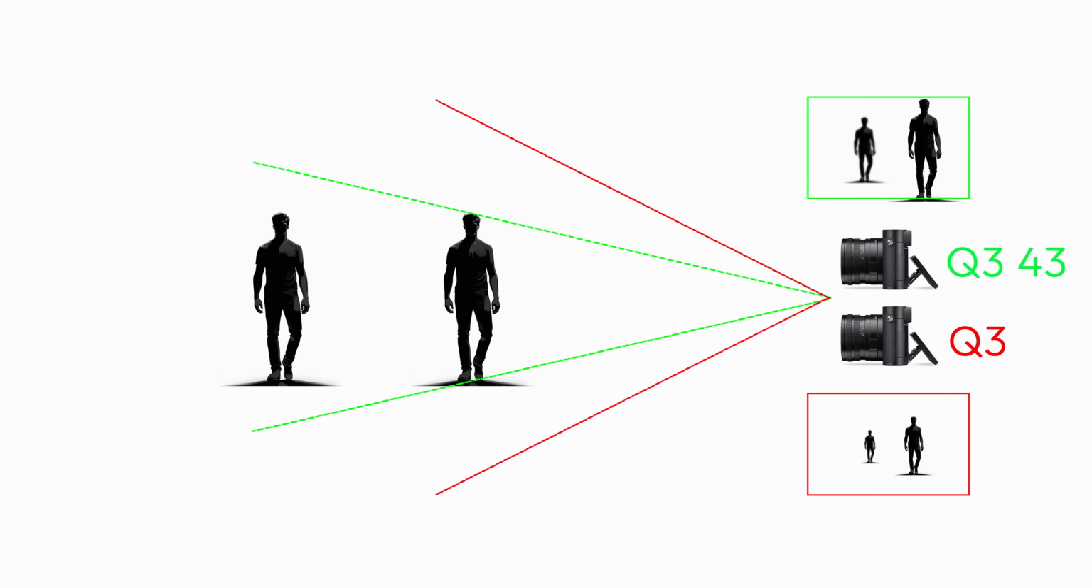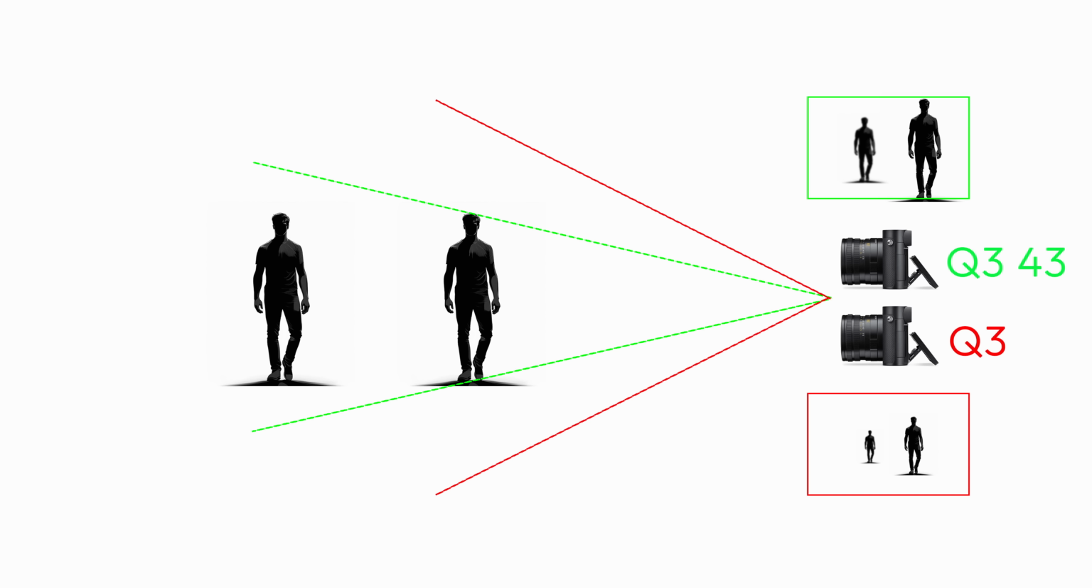What you're looking at here is the two cameras side by side, effectively. The green box on the top right shows the framing of the Q3-43, and the red box at the bottom right shows the framing of the Q3. And the red line shows the angle of view of the Q3, and the green line shows the angle of view of the Q3-43. And what I want to draw your attention to is the nearer figure fills the frame precisely on the Q3-43. So that nearer figure in the green box and in the angle of view diagram fills the frame. So taking a picture with the Q3 from the same position with the wider angle lens makes that subject look smaller and therefore look further away.